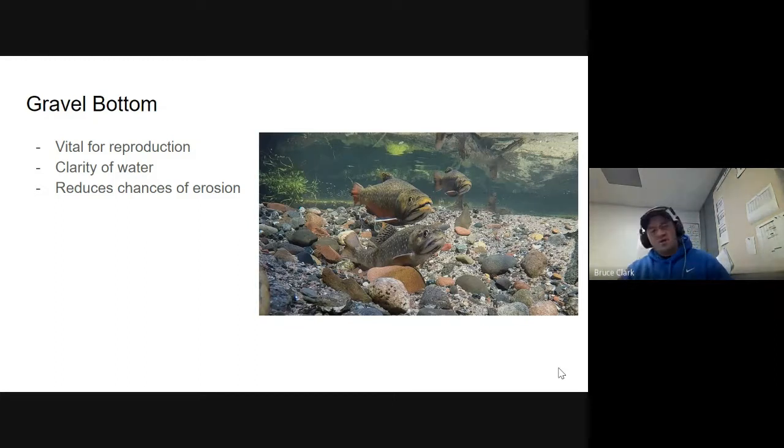Also, if you have a rocky bottom, that's going to reduce chances for erosion. So big rainfall events aren't going to just wash out the entire bottom or sides of the stream. It's going to mean your water's clearer if you have a rocky substrate instead of a muddy substrate. And so in general, it's a nice indicator for that stream water quality.